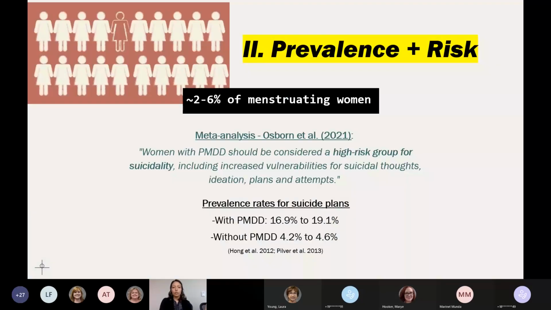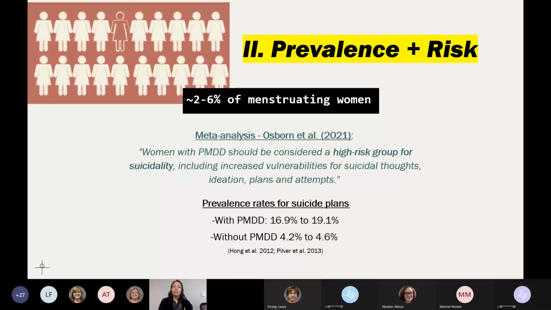Okay. So touching on prevalence and risk. The DSM quotes around 2 to 6% of menstruating women meeting criteria for PMDD. More recent estimates are circulating around 3 to 8%. I wanted to go a little more conservative, but we're probably looking around 3 to 8% these days.